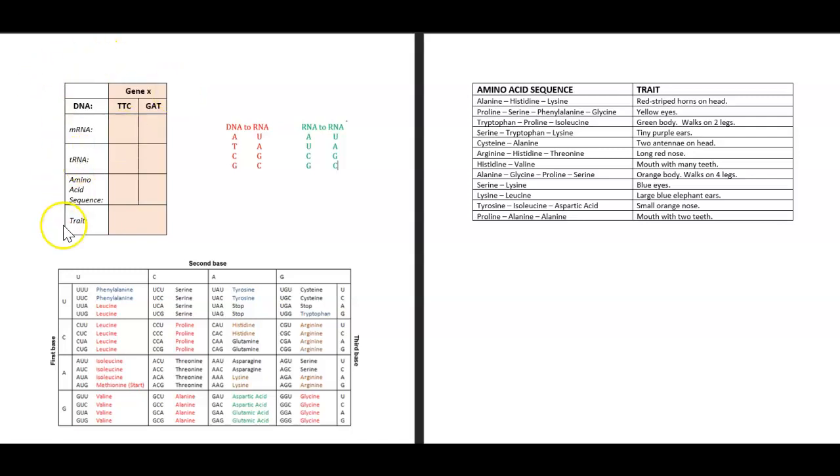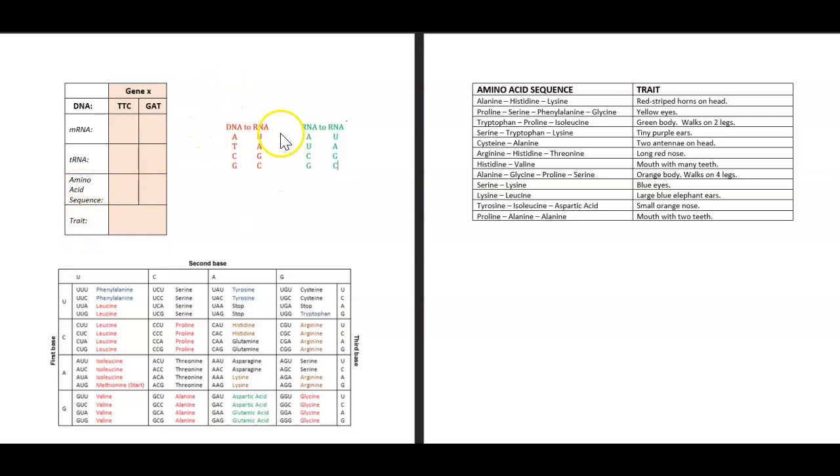All right, so let me show you this chart. This is showing you the whole process, going from DNA to mRNA. This process is happening in the nucleus. Then you go from mRNA to tRNA, and the tRNA brings with it the amino acids. Those amino acids together in a long chain end up becoming the protein that codes for a trait.